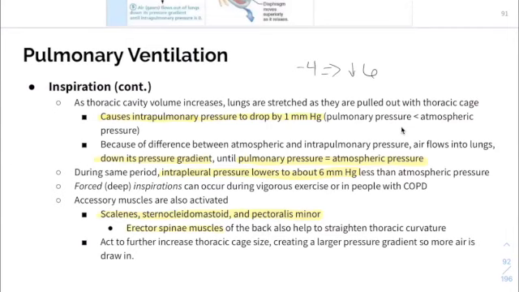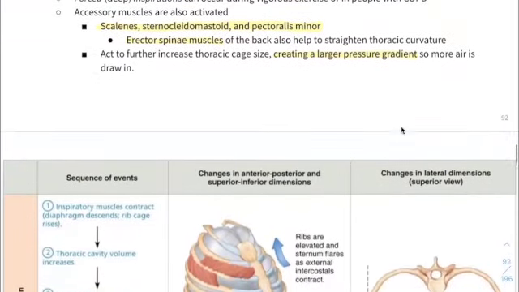And when you forcefully inhale, you're actually creating a larger pressure gradient. You're making an even bigger container than a resting or quiet inhalation. And during that time, it allows more air to come in so we can get back to pulmonary pressure equaling atmospheric pressure. That allows more air to enter into the lungs.